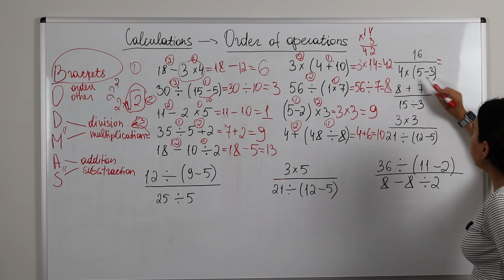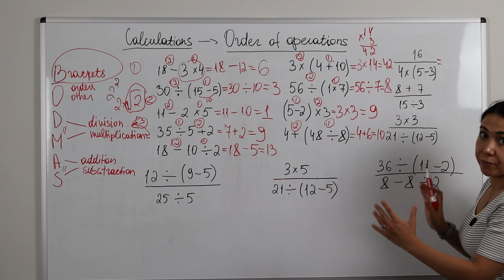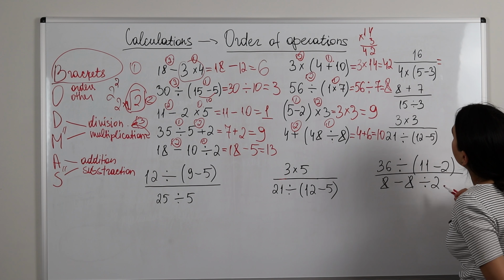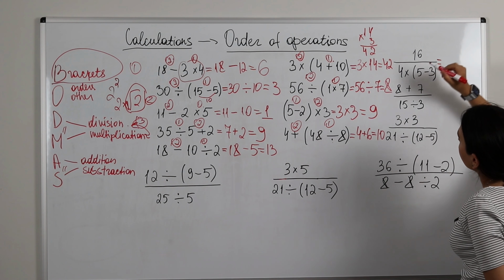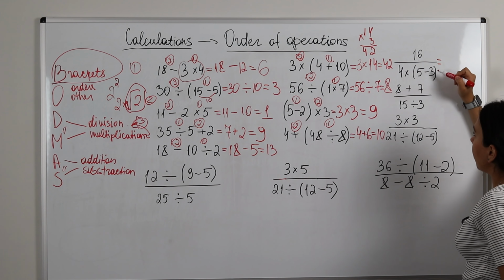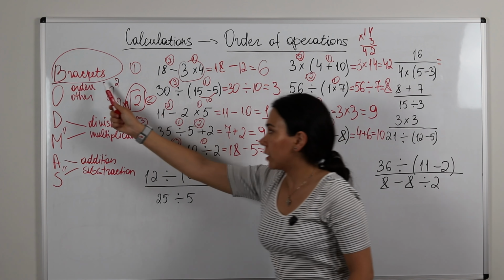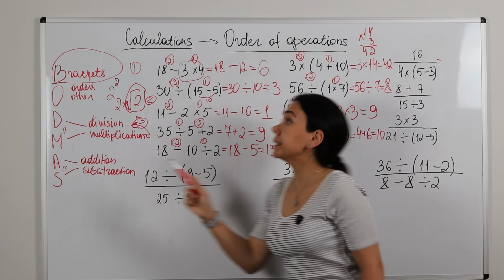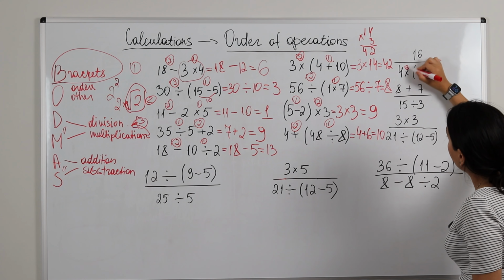16 divided by 4 multiplied by 5 minus 3. Remember, we're looking at these two expressions separately. There is no expression on the top, it's just the number 16. Then at the bottom, we have an expression with bracket and multiplication. Brackets come first, multiplication comes next. Okay? Then first we have brackets and second we have multiplication.